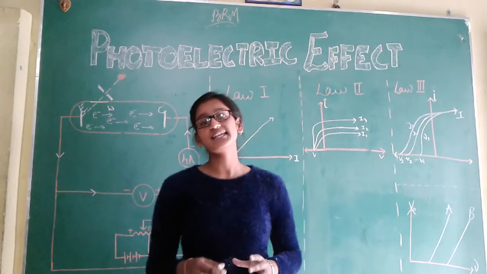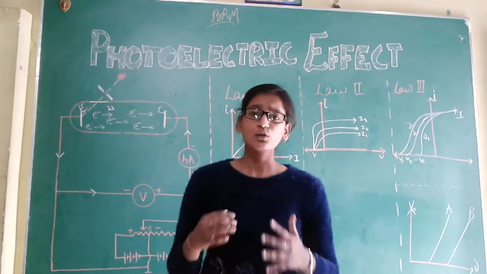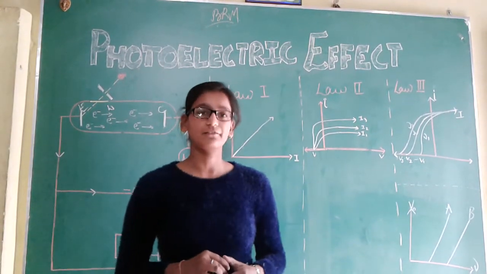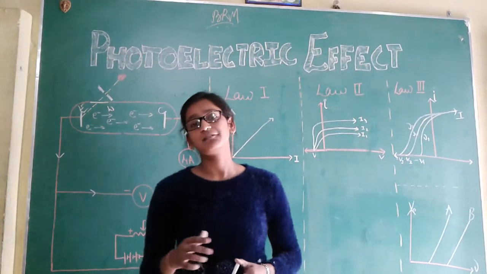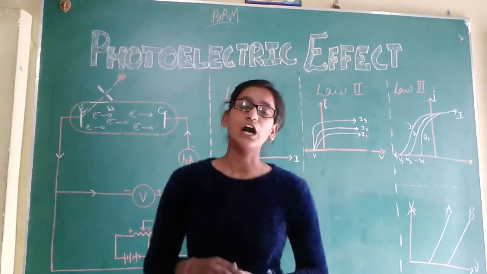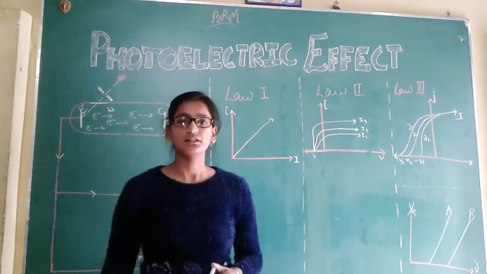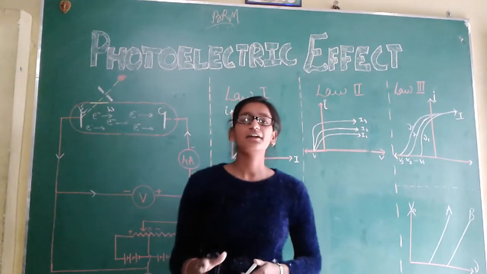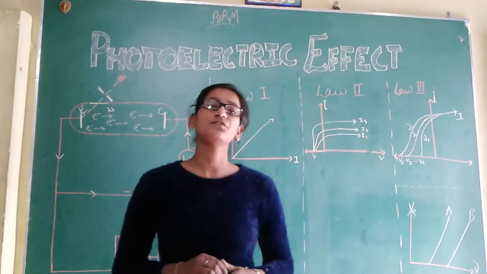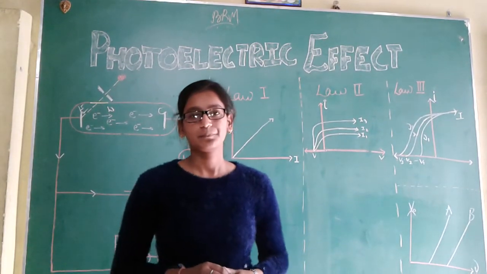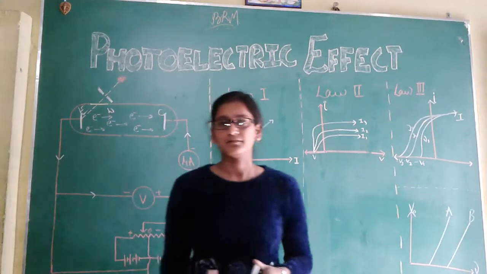Now there are many scientists who observed the phenomenon of photoelectric effect, like Hallwachs, J.J. Thomson, Heinrich Hertz, but they failed to explain what it is. But in 1905, the giant scientist Albert Einstein successfully explained this phenomenon. Now comes the experiment.